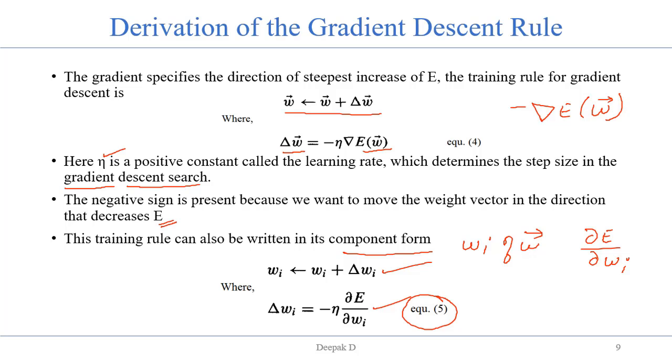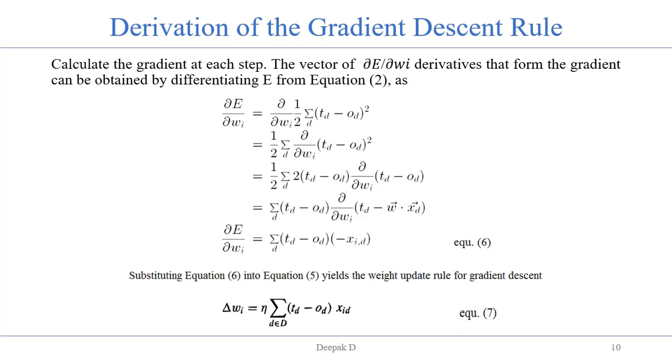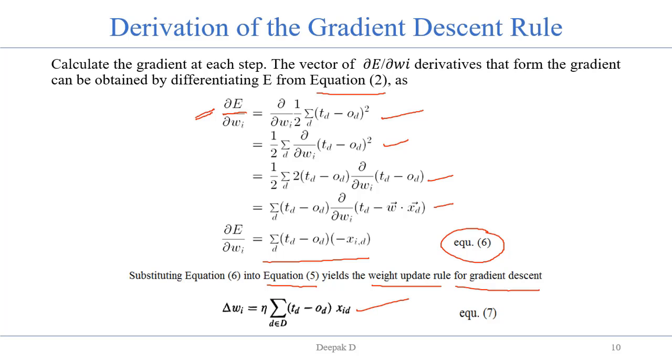The vector of partial derivatives of E with respect to Wi that forms the gradient can be obtained by differentiating E from equation 2. So here the component that we have seen, that is the partial derivative of E with respect to Wi, is given in this form. By applying the partial derivatives, we get the values here. So substitute the values accordingly. Finally you get the answer in the form of an equation. This entire equation number 6 is substituted in equation number 5, which produces the weight update rule for our gradient descent. This is our equation.